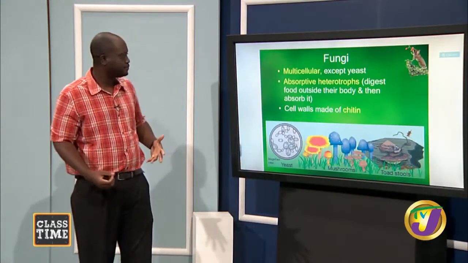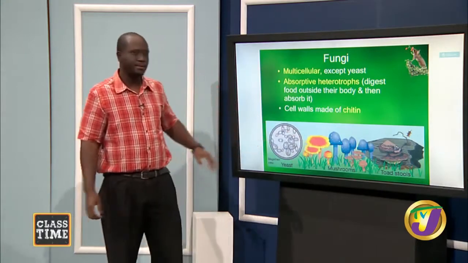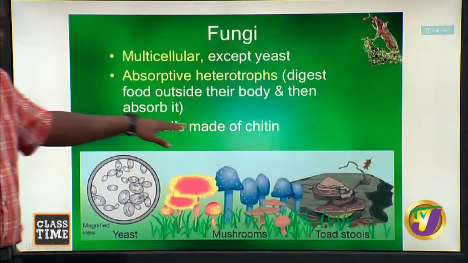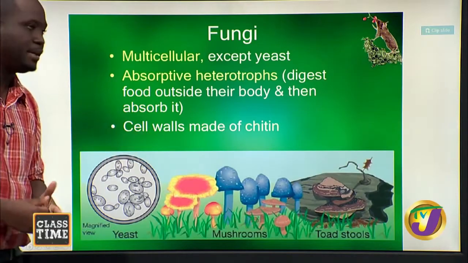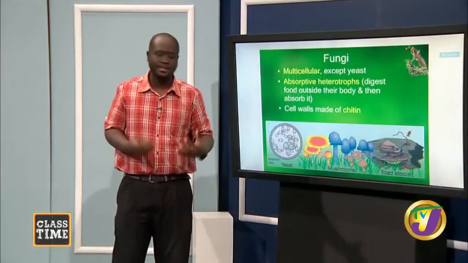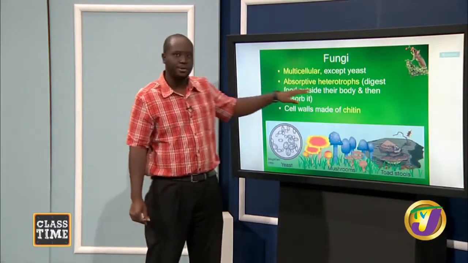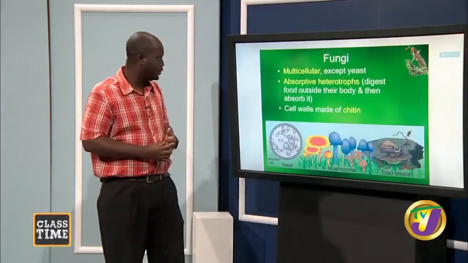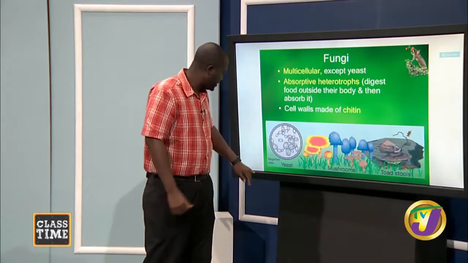Then you have the fungi. These organisms may look like plants, but they are not plants. The reason why is that their cell wall is not made up of cellulose. In plant cells, you know that the cell wall is made up of cellulose. But what they have found out is that for fungi, the cell wall is made up of chitin, so they cannot be considered to be plants. They are also not considered to be plants because they are heterotrophs, and we know that plants are autotrophs, meaning that they are able to make their own food. But fungi are not autotrophs, they are heterotrophs.